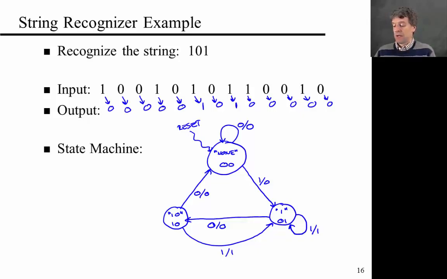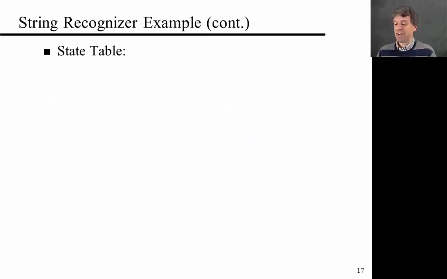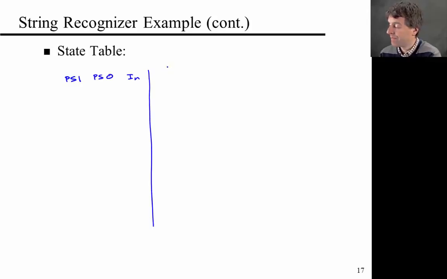So just for completeness, I also want to derive, or ask you to derive, the state table again from the state diagram. This should now be pretty straightforward, so there's no real thinking involved here, just copying information from the diagram to the table. The state table looks like this. So you have present state 1, present state 0, the input, then you have output, next state 1, next state 0. I'm just going to fill this in.